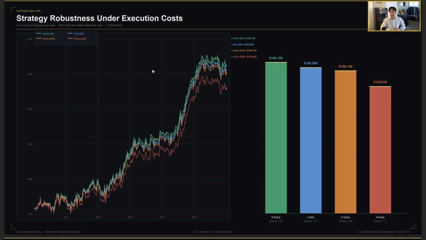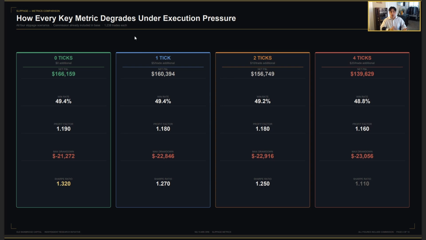For the most part, 4 ticks of slippage on every single trade is extreme, but as I've said previously, it is good to be extreme, it is good to be conservative, it is good to be critical when we are going through these strategies. This shows the win rate, the profit factor, the max drawdown, and the Sharpe ratio.